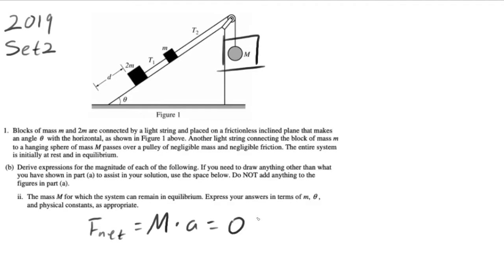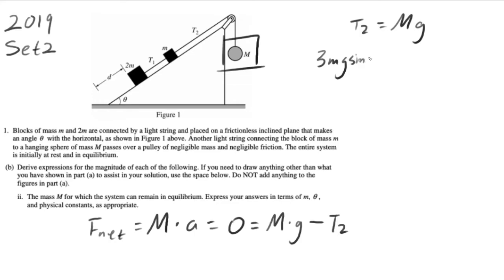Breaking down the net force of this system, you can get that the object experiences gravitational force and tension force. Since they're in opposite directions, we're just going to put Mg minus T2. It all equals 0 because the sphere is in equilibrium. So moving T2 to the side, we get T2 is equal to Mg. And we actually found an expression for T2 from part B I. So we can substitute that in and get 3mg sine theta equals Mg. We can cancel out g from both sides to get that M equals 3m sine theta. And that is your answer for part B double I.